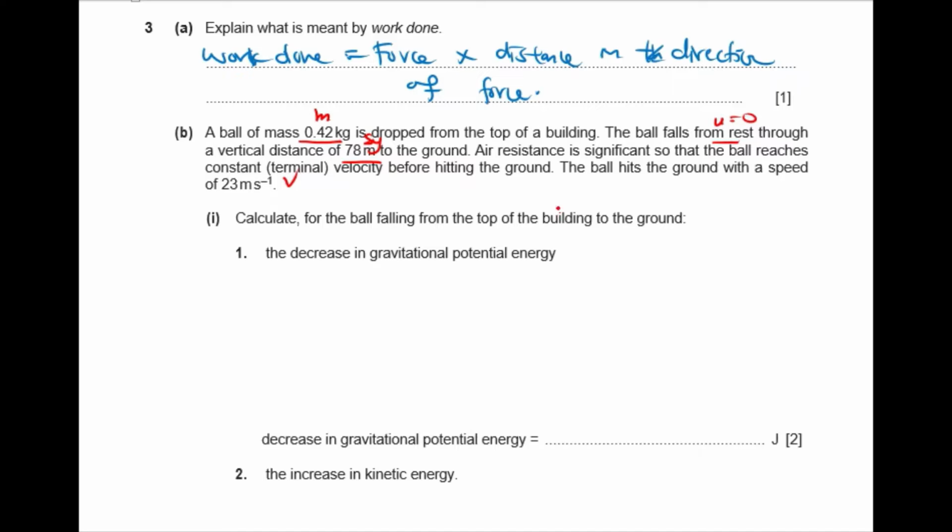1. Calculate, for the ball falling from the top of the building to the ground, the decrease in gravitational potential energy. So, decrease in gravitational potential energy is mgh: mass 0.42, g value 9.81, and height 78 meters. So, the decrease in gravitational potential energy is 321 joule.